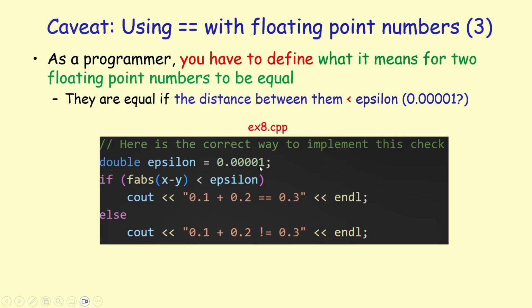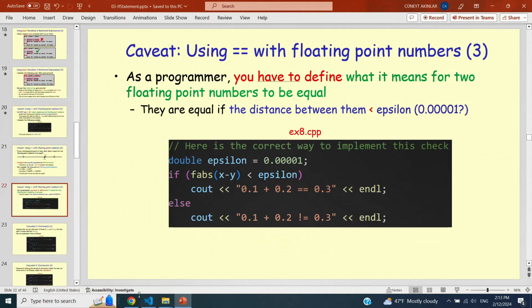So I'm assuming that if the distance between these two floating point numbers is less than this number, then they are equal to each other. Otherwise, they are not equal to each other. And then the way to compare this is to take the fabs. Now this is a function from the math library. So fabs, floating point absolute value, of the difference x and y. So you take this distance between x and y, take the absolute value of this. If it is less than epsilon, then you're saying they are equal to each other. Otherwise, they are not. So let me show you this code.